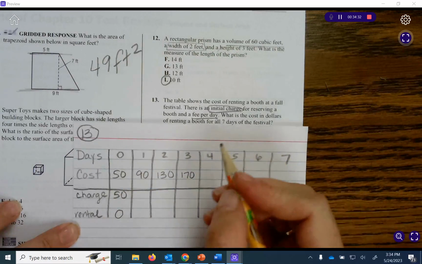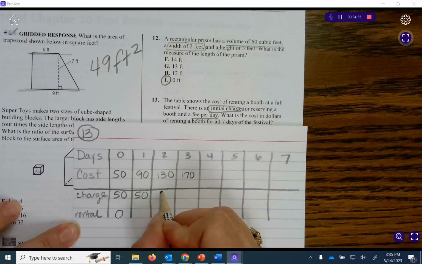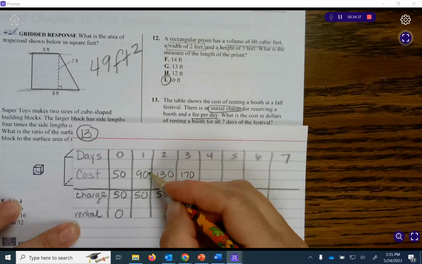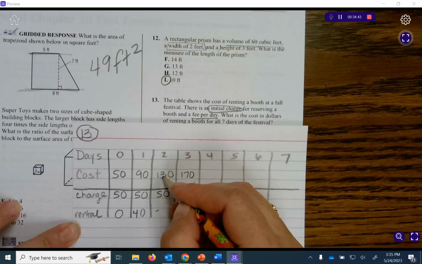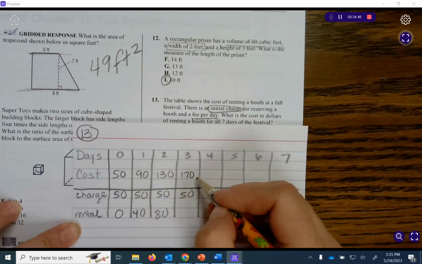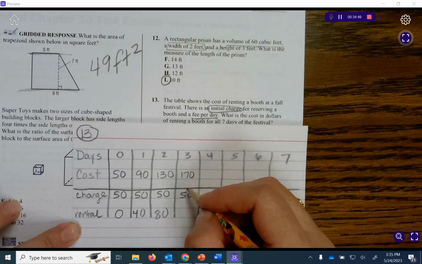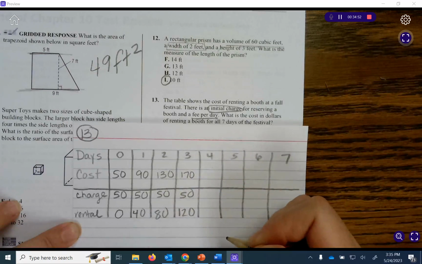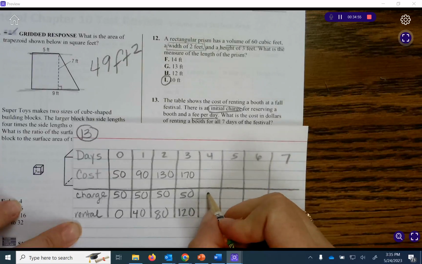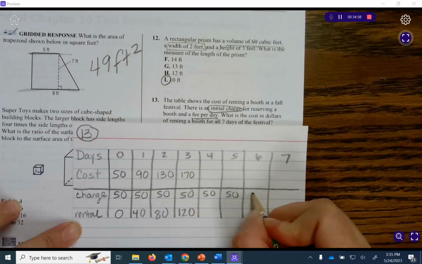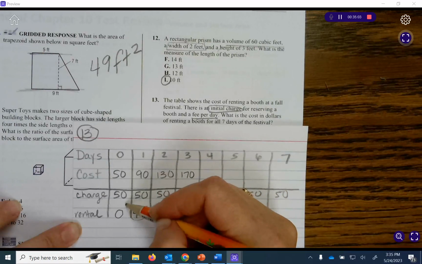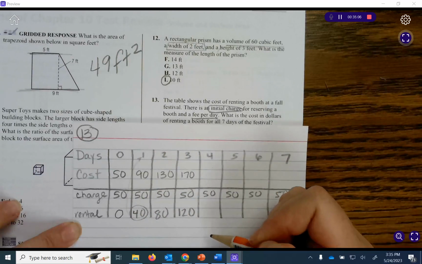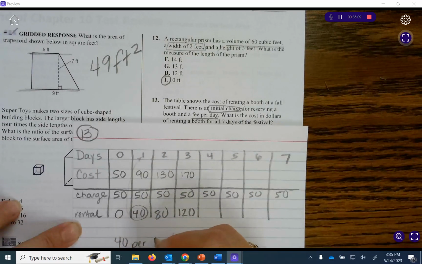All right, so if the charge is always going to be $50, we can fill that out here. So that means the rental was $40. 130, take away 50 is 80, and then this would be 120. Okay? So this would be 50, 50, 50, and 50. So basically it's $40 per day plus $50.